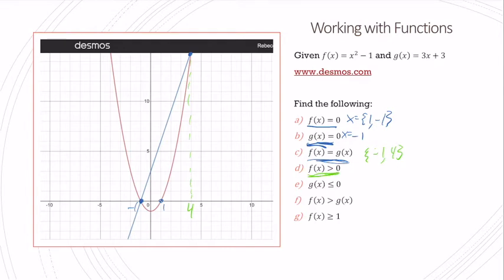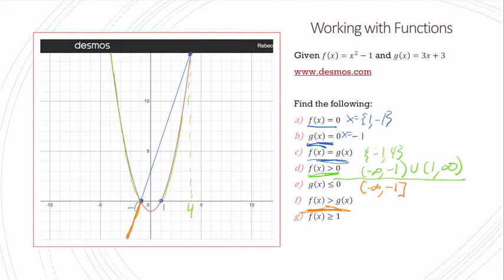Where is f of x greater than 0? Well, that's the graph of my parabola, remember, and it's greater than 0 here and here. So as long as x is on the interval negative infinity to negative 1, not included, and 1 all the way to positive infinity. Where is g of x less than or equal to 0? Well, that's going to be right here when my graph is below the x-axis. So that's going to be from negative infinity all the way up to negative 1, with negative 1 included.